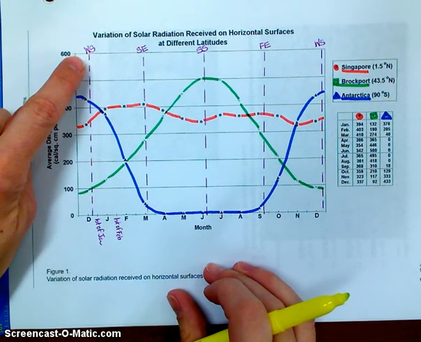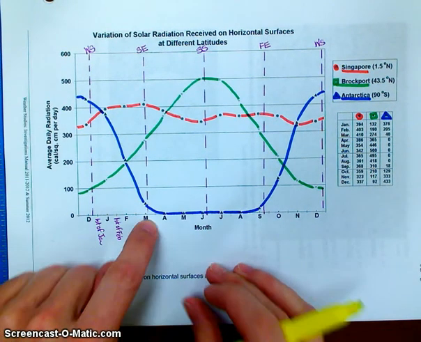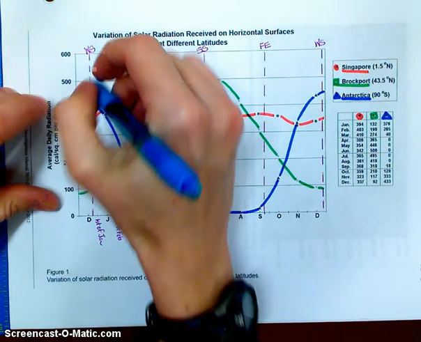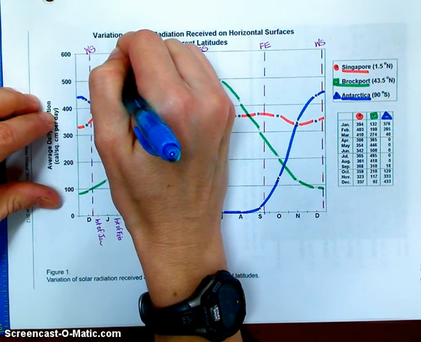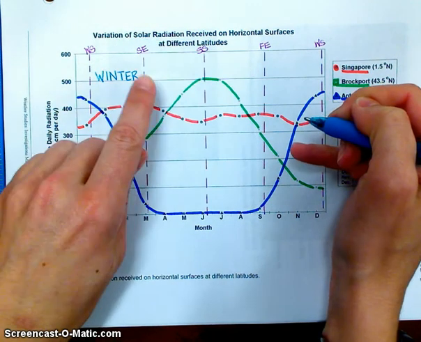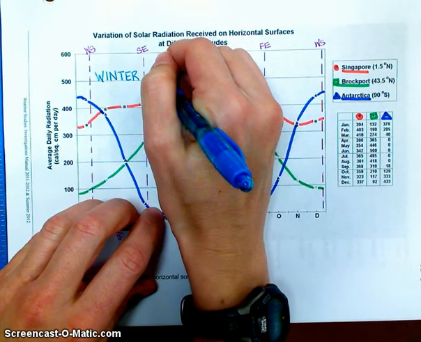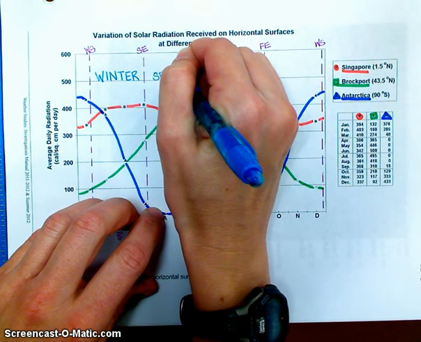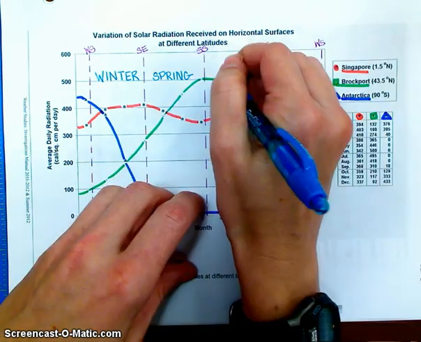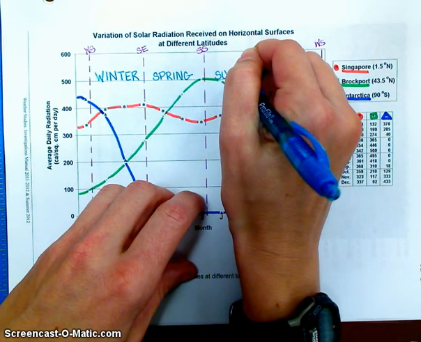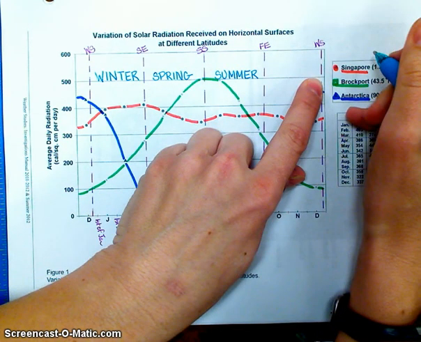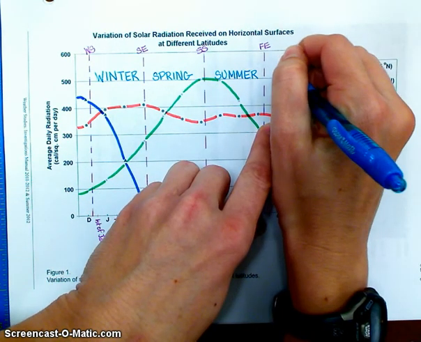Between the winter solstice and the spring equinox is the season of winter. Between the spring equinox and the summer solstice, we're having spring. Between the summer solstice and the fall equinox is summer. And between the fall equinox and the winter solstice is fall or autumn.